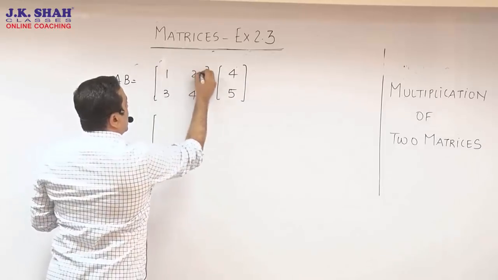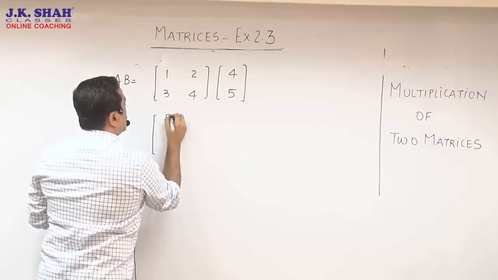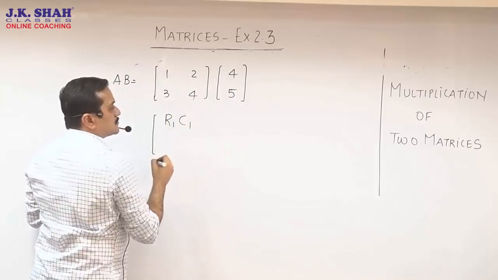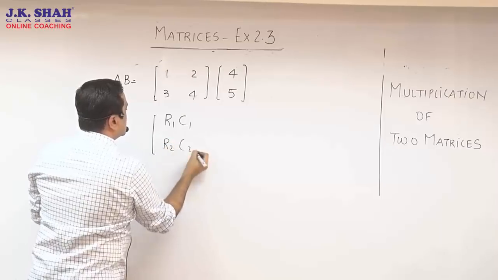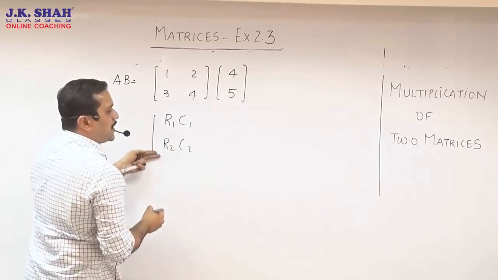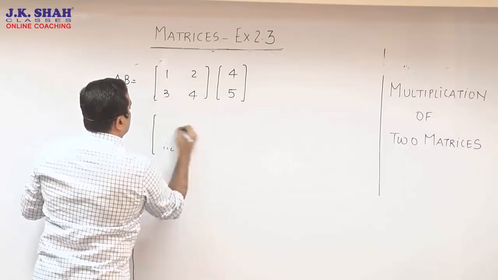Now how to proceed with the multiplication? You go with R1 and then C1. R1, C1, that will come over here. Then R2, C1, that will fall over here. That's common sense. If you are moving to R2 over here, in the output matrix also you need to fall into R2.